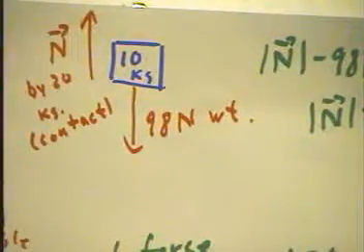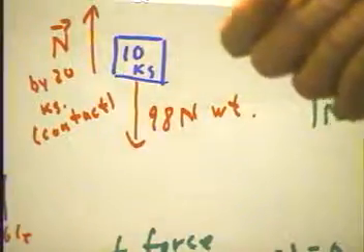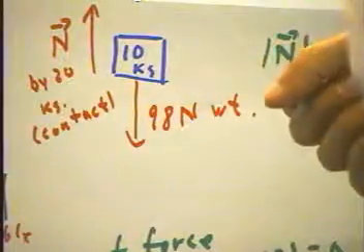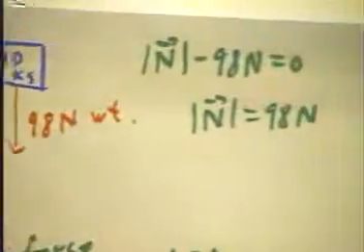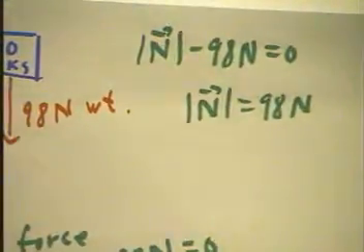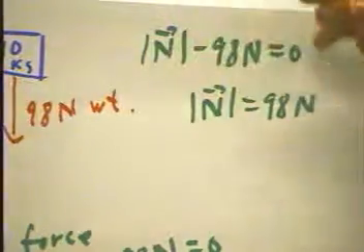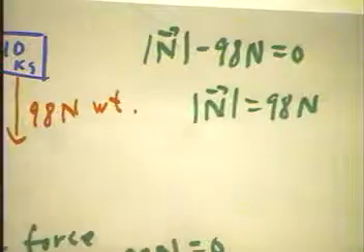Now again, if we look at the 10 kilogram mass, we see this normal force being exerted by the 20 kilogram object, the contact force, and a 98 Newton downward force by the weight. Since this is in equilibrium, we conclude that the normal force on the 10 kilogram mass has the property that its magnitude minus 98 newtons is 0, so that the magnitude of this normal force is just 98 newtons.